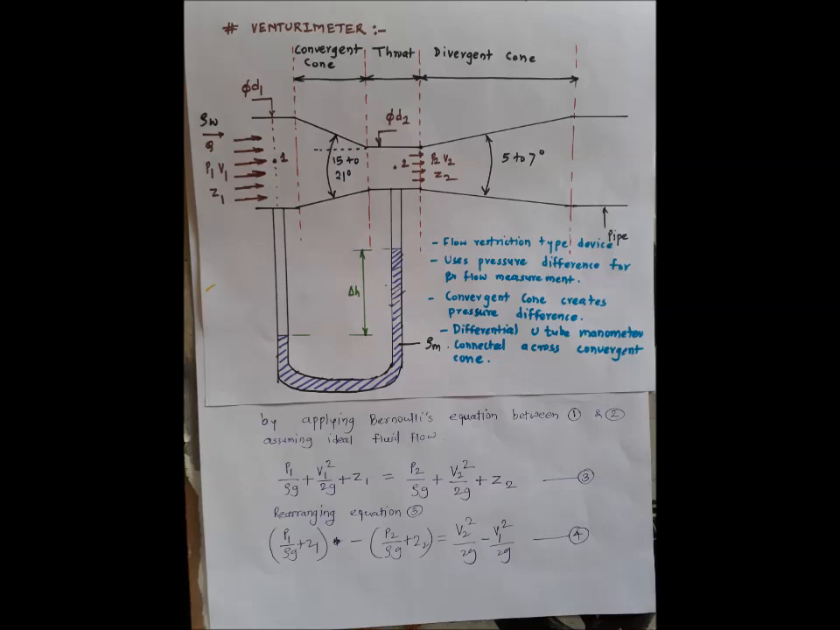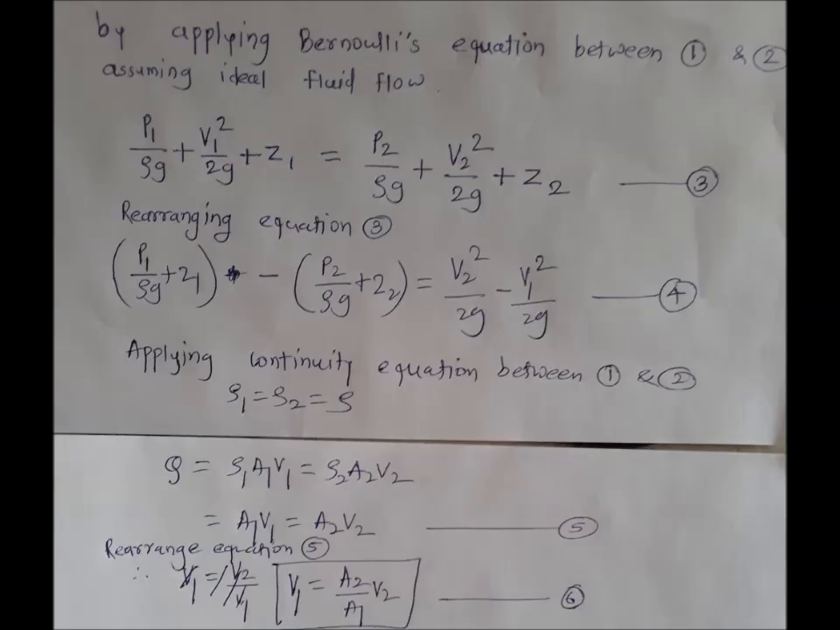By applying Bernoulli's theorem between point 1 and point 2, assuming the same assumptions that we made while deriving Bernoulli's theorem, it is P1 upon rho g plus V1 square upon 2g plus Z1 is equal to P2 upon rho g plus V2 square upon 2g plus Z2. This is equation number 3.